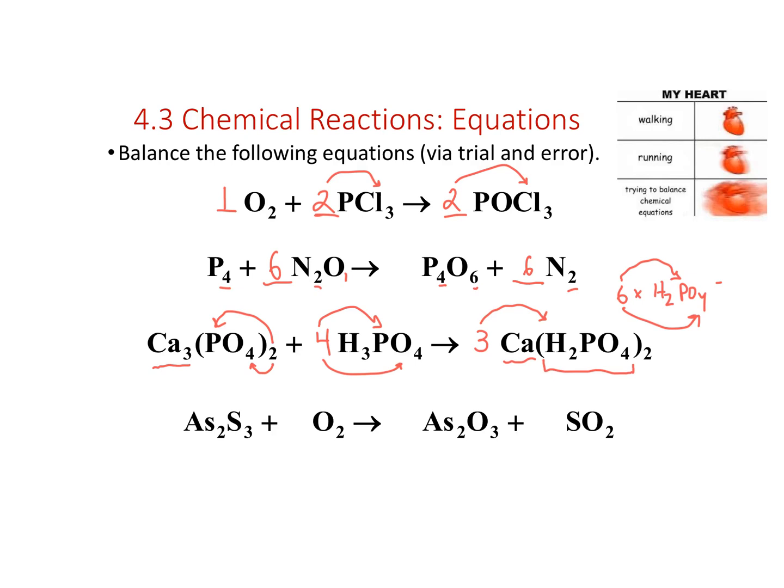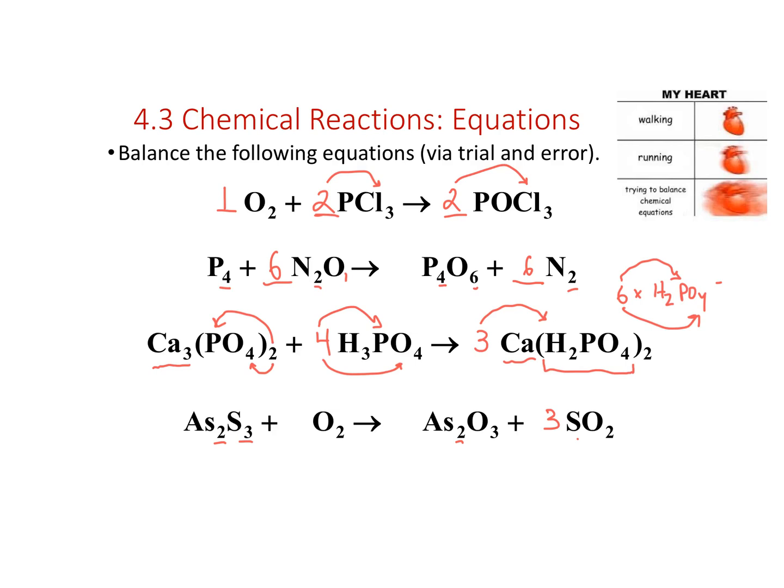In the last one, we've got arsenic trisulfide reacting with oxygen to produce arsenic trioxide and sulfur dioxide. This one is a little bit of a challenge, and we're going to learn a little shortcut that we can use as well. If we take a look, I've got 2 arsenic, 2 arsenic. That's balanced. I've got 3 sulfur, I've got 1 sulfur. So a quick way is maybe I'll put a 3 in front of the sulfur dioxide. Now sulfur's balanced, arsenic's balanced.